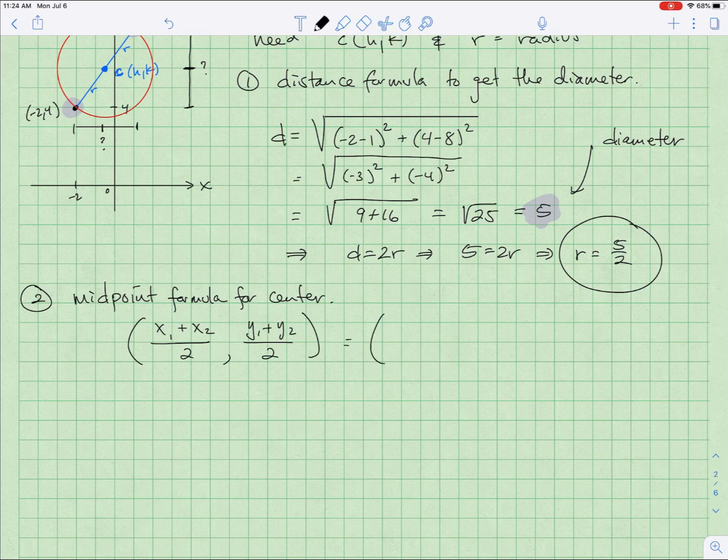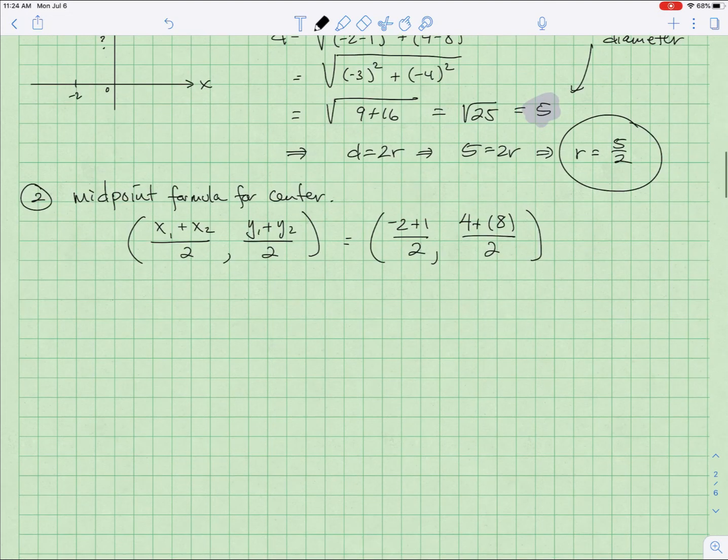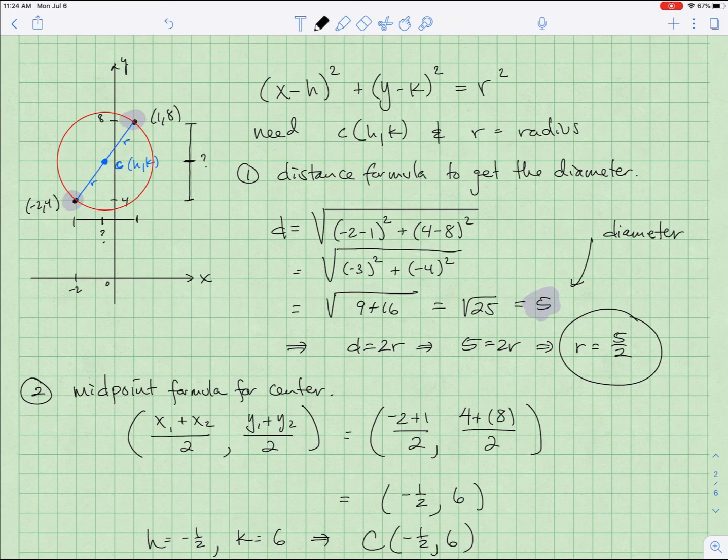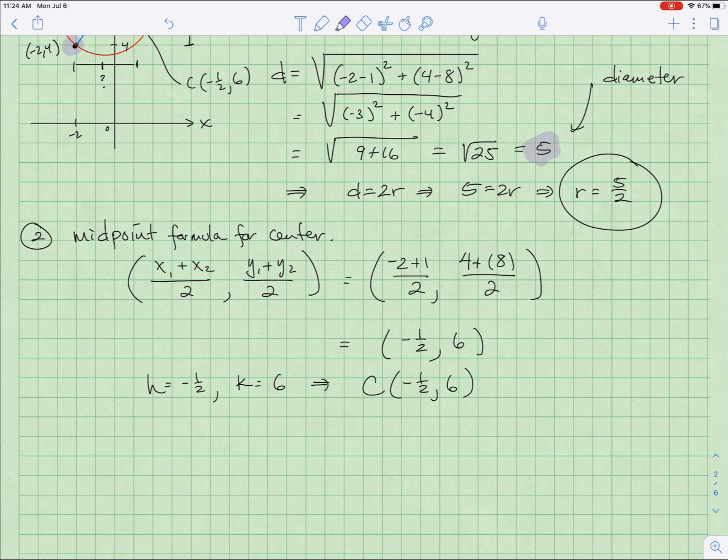And in this particular case, we're going to get negative 2 plus 1 over 2 and 4 plus 8 over 2, which is going to give us negative 1/2 comma 6. And that is our center here. So h is equal to negative 1/2 and k is equal to 6. And our center is negative 1/2 comma 6. So this point here that we have labeled as C is negative 1/2, 6. And now we have all the pieces of the puzzle that we're going to need here.